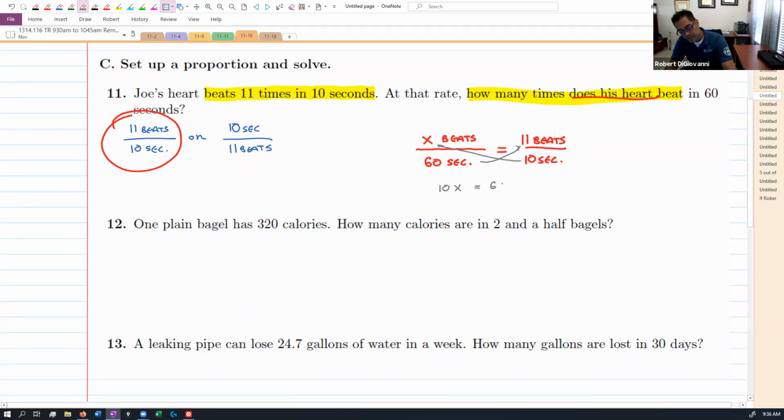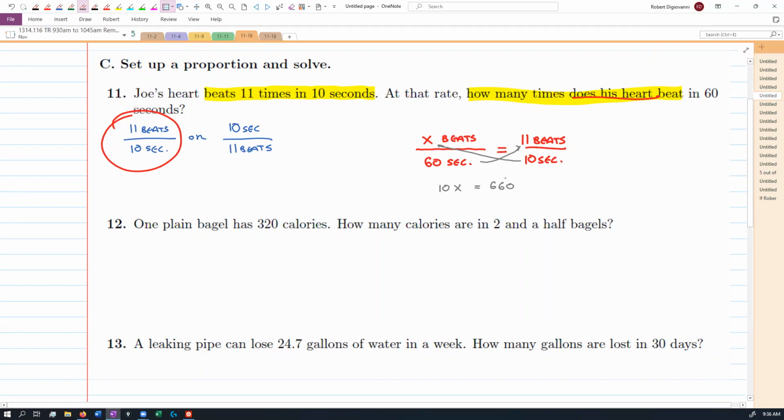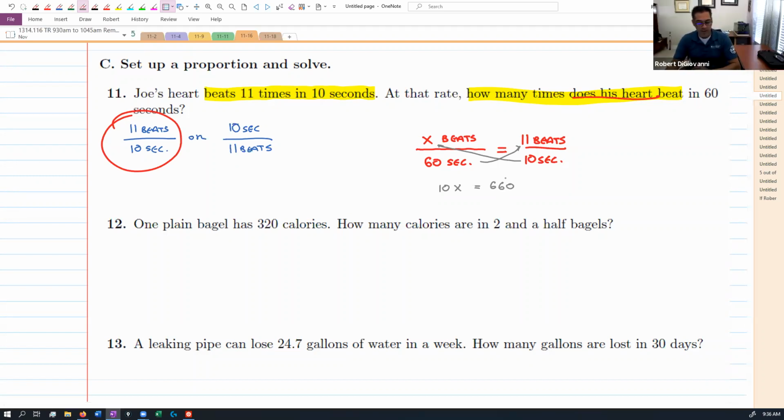660, right? Yeah, that's what I got. Okay, and then now just solve for x. So divide by 10 on both sides, and you get x equals 66.